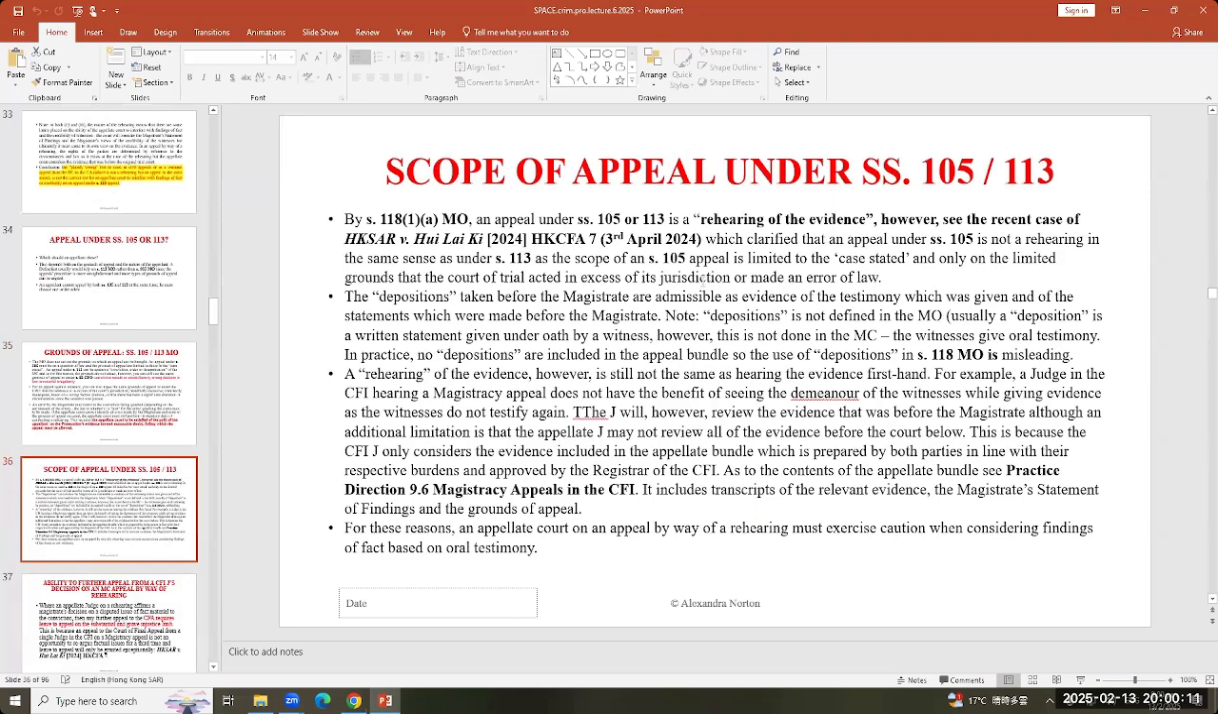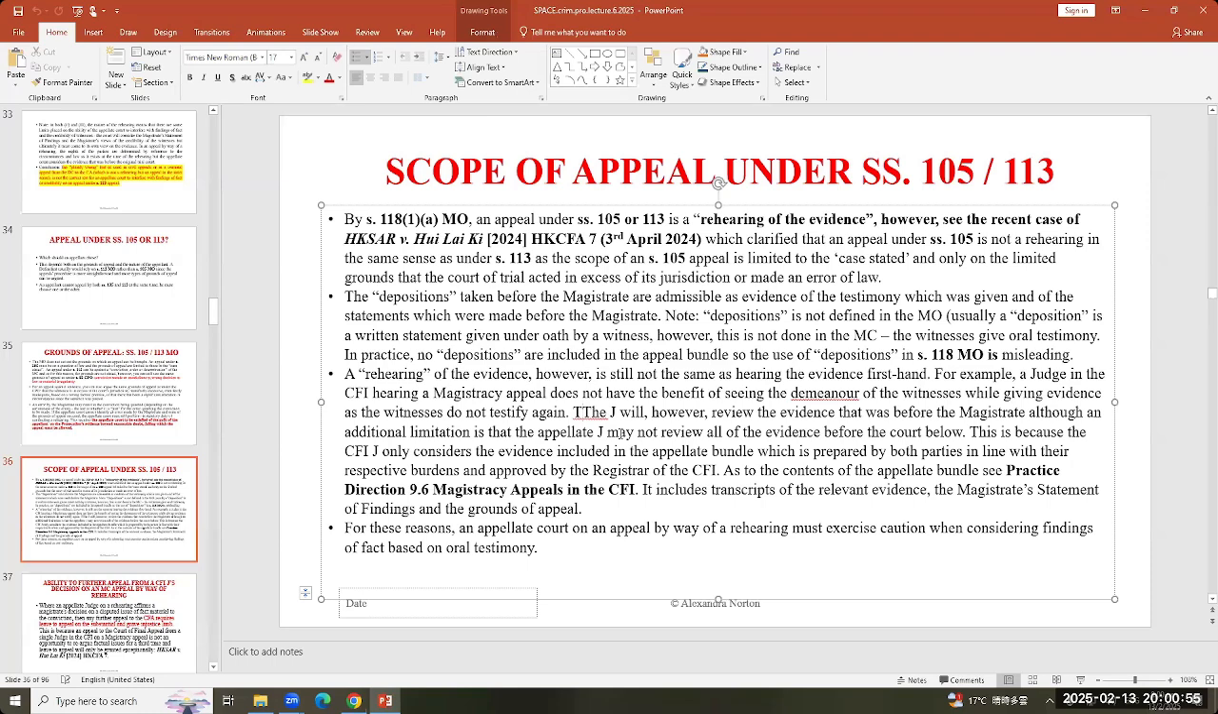So what is the scope of an appeal? Hoi Lai Ki, if you read the provisions of Section 105 and 113, they talk about a rehearing of the evidence. But Hoi Lai Ki has made it clear that actually Section 105 is not really a rehearing in the same sense as 113, because under Section 105, the grounds of appeal are limited to those stated in the case. And when you appeal, you have to state your case. And it only concerns a question of law as well.